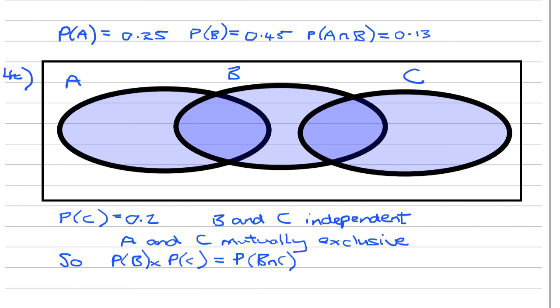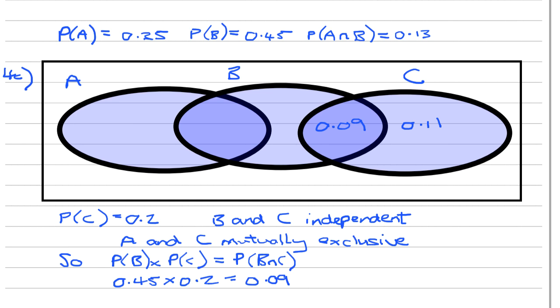Now where we're going to start off, let's work out what the probability of B intersection C is, because that's going to be the probability of B times the probability of C. So that's going to be 0.45 times the probability of C is 0.2, and that comes to 0.09. So I'm going to put a 0.09 in there to start. Now, we know that the probability of C is 0.2, so that one then must be 0.11 because these two add to be 0.2.